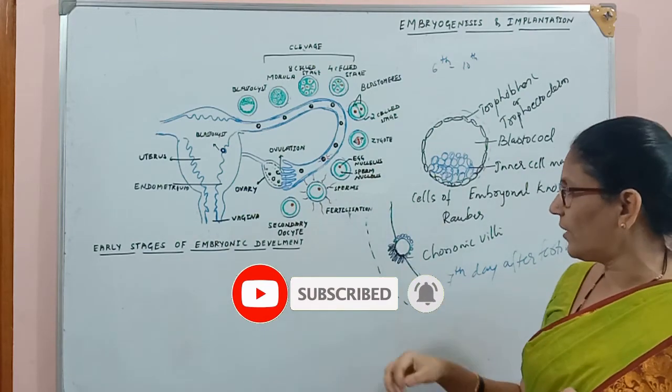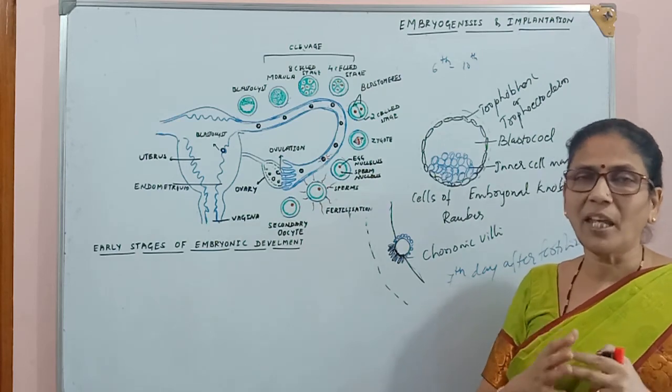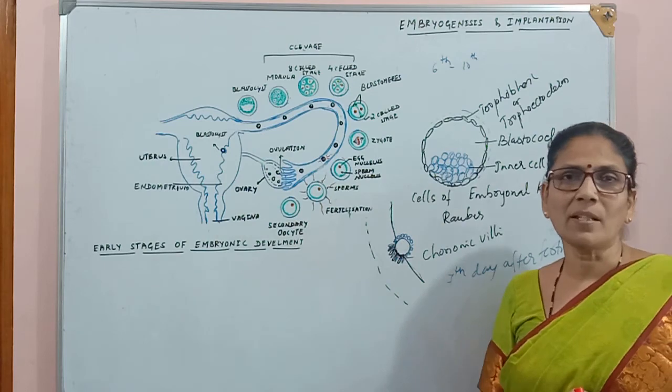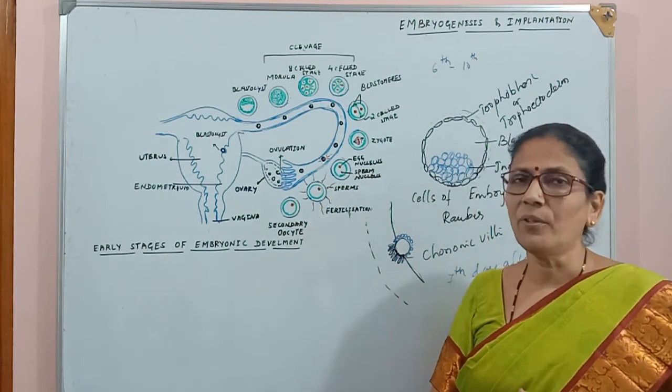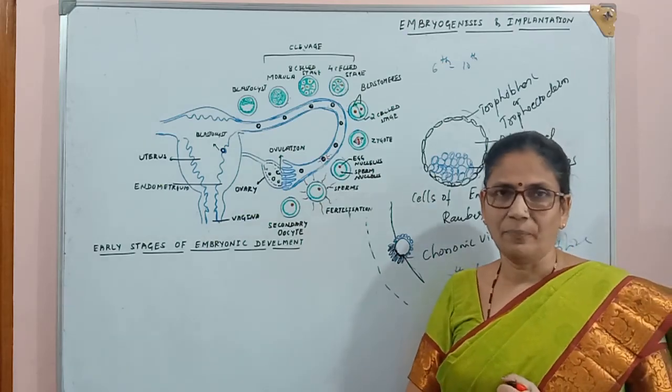In the next class, we are going to discuss the further events of human reproduction. There is a placenta. When these two tissues are interdigitated, an organic connection is created that we call the placenta. What is the placenta? What are its functions? How is it helpful for the fetus? We'll discuss it in the next class. Thank you.